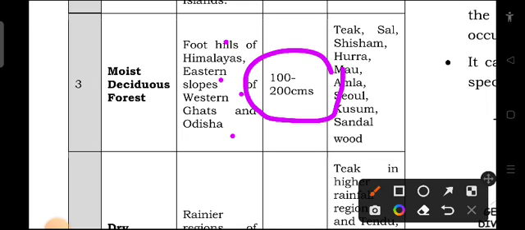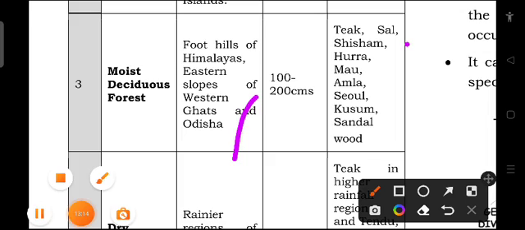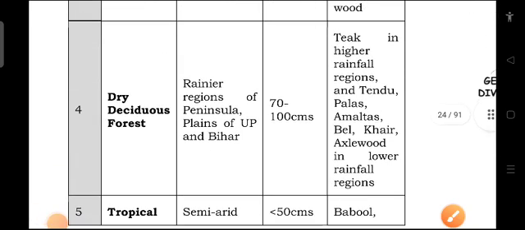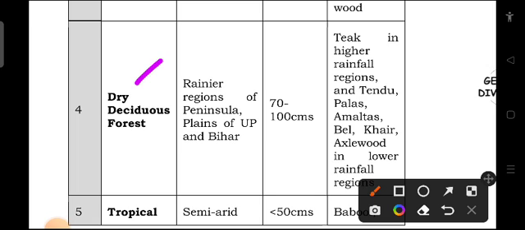There we saw there will be more than 200 centimeter of rainfall. So some of the trees grown here are teak, sal, sisham, hura, mau, amla, seol, kusum and sandalwood. The next type of forest is the dry deciduous forest. They are the rainier regions of peninsula and the plains of UP and Bihar. So relatively drier areas like UP and Bihar, and also the rainier regions of peninsula.